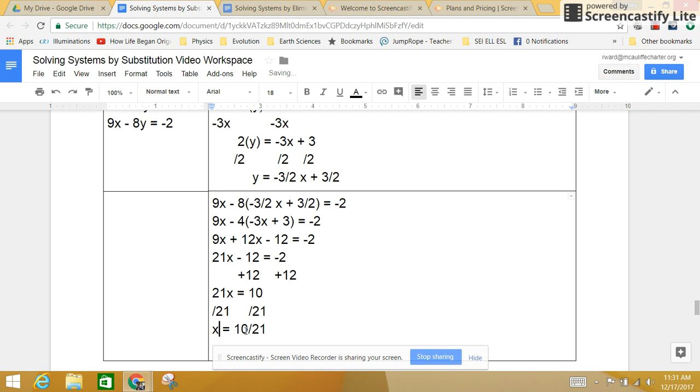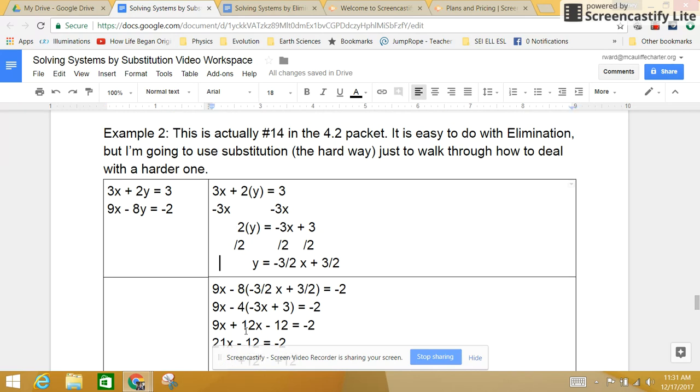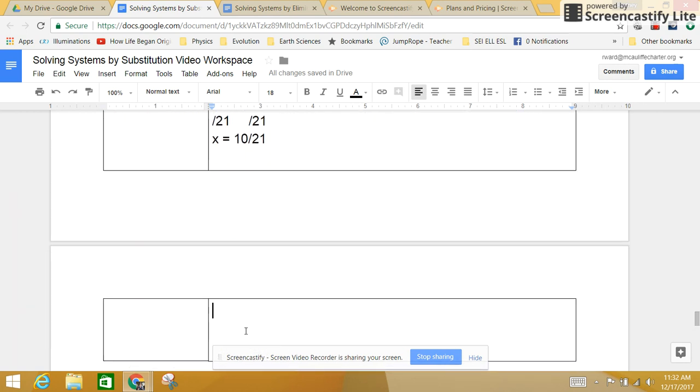Okay, so I've got a value for x. I'm going to take that value for x and plug it into my simplified version of y equals. So I'm going to copy that over into my workspace down here. I know x equals 10/21, so I'm going to replace x with that 10 over 21. So now I'm going to solve for this. So negative 3 halves times 10 over 21.